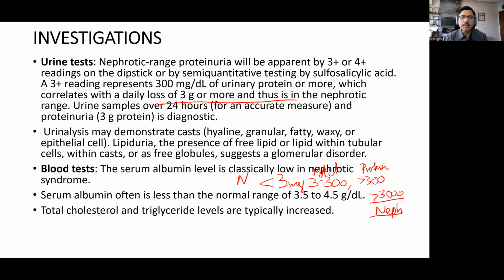Okay. What is the normal serum albumin range? 3.5 to 4.5 grams. Here it is less than 3 grams, and usually it may be 1.5 or 1 gram also.